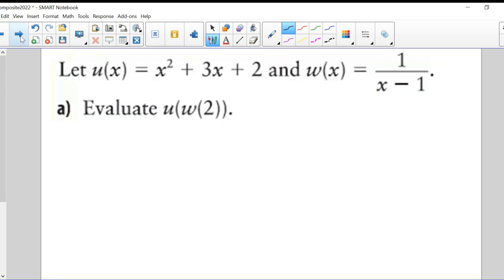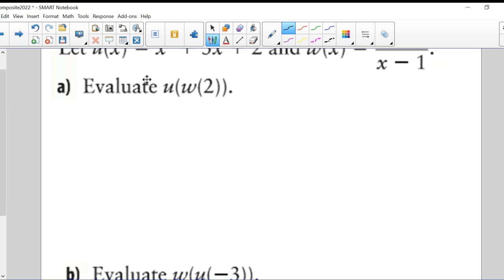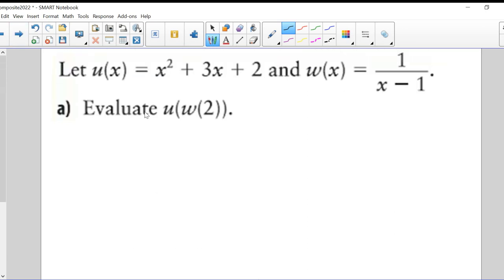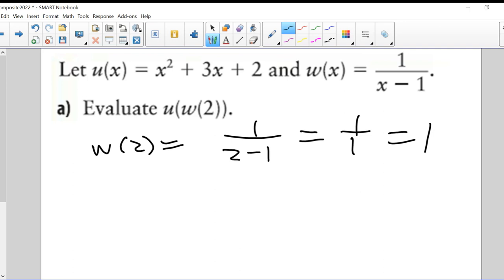All right. Now, let's use some actual equations. Evaluate the u of the w of 2. So I'm going to do that one for you. Then somebody's going to do the other one after that. This is very simple. It's just like what we just did. I'm going to first of all find the w of 2. There's a w equation. The w of 2 is equal to 1 over 2 minus 1. That's just plugging 2 into the function. We know how that works. And that is, of course, equal to 1 over 1, which is 1.